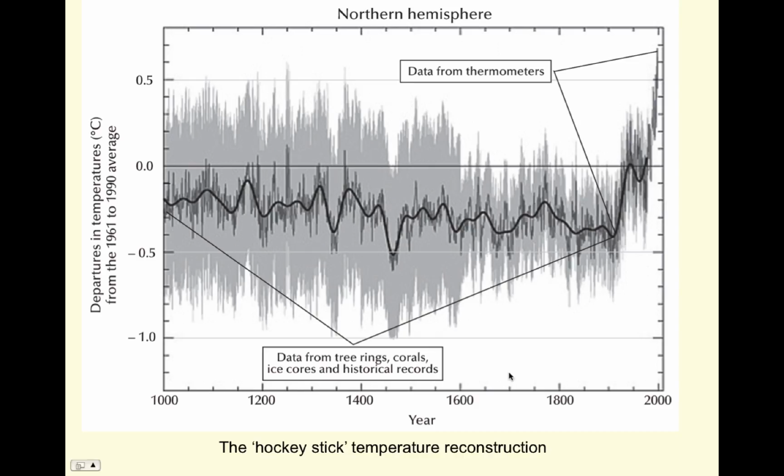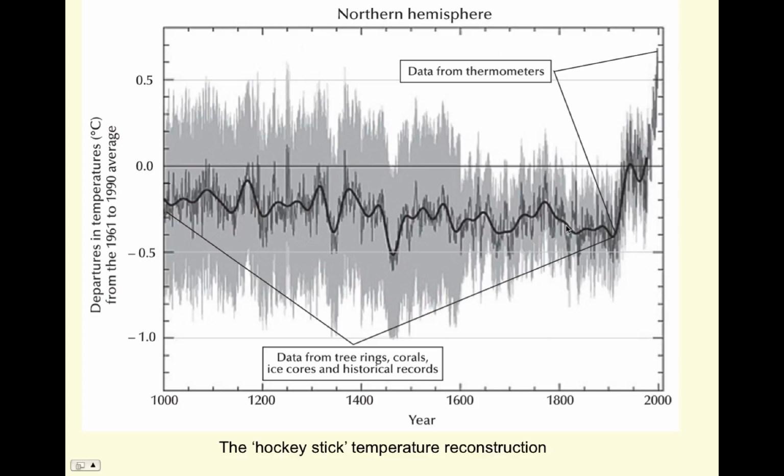So this is called the hockey stick temperature reconstruction, which uses data from tree rings, corals, ice cores, and historical records to go back to 1000 AD. And this gets some heat in the literature because of their analysis using tree rings. However, it has been justified by many peer-reviewed articles since then. And you can see that the climate hasn't changed much.